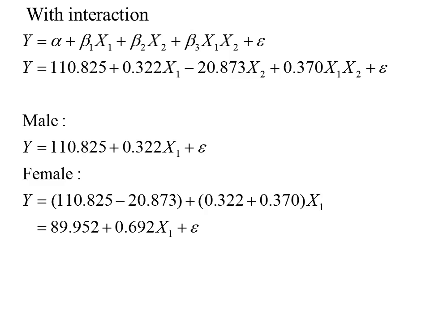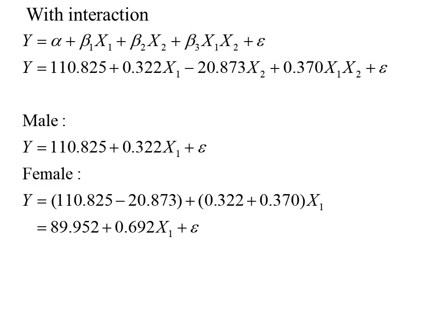Now, let's introduce an interaction term. Like in the previous model, we have age as X1, and gender as X2. In addition, here we have a product of age and gender, X1 times X2. Then we get these estimates for alpha, beta 1, beta 2, and beta 3. To interpret the results, let's look at males and females separately.